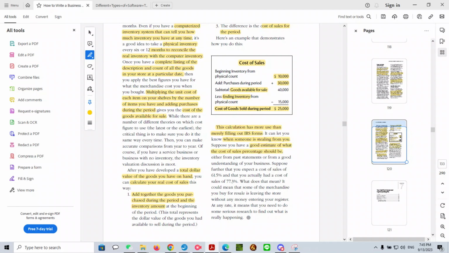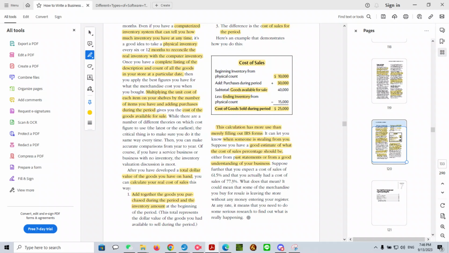Now, suppose you have a good estimate of what the cost of sales percentage should be, either from past statements or from a good understanding of your business. Suppose further you expect cost of sales to be 61.5%, but you actually had a cost of 77.3%. The difference is the loss. That's the shortage, otherwise known as a short. Shortage is the difference between what you should have and your actual.